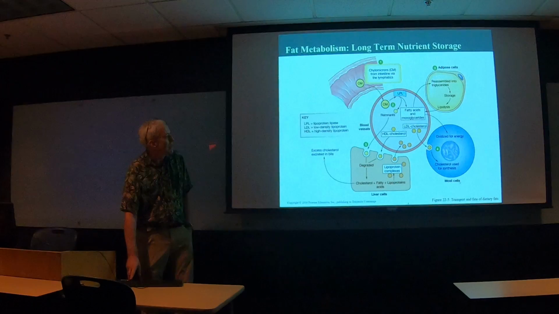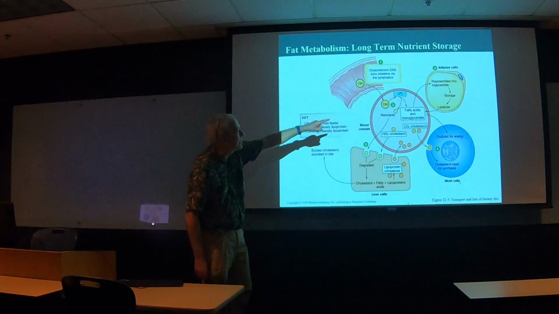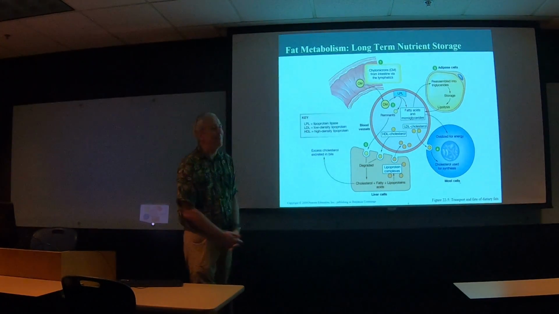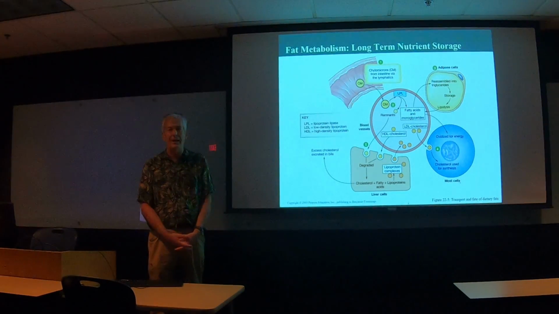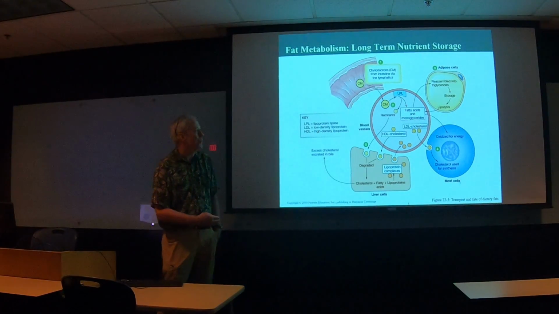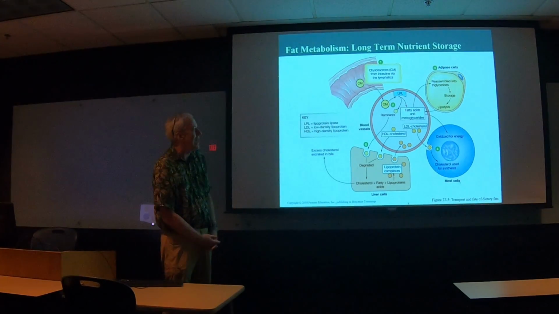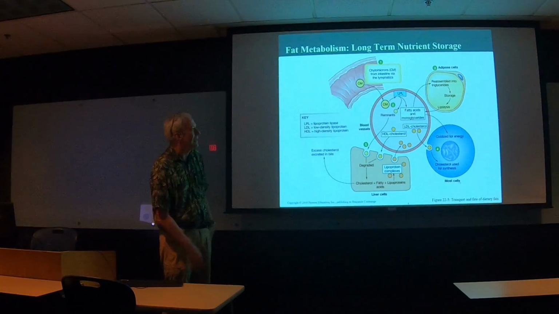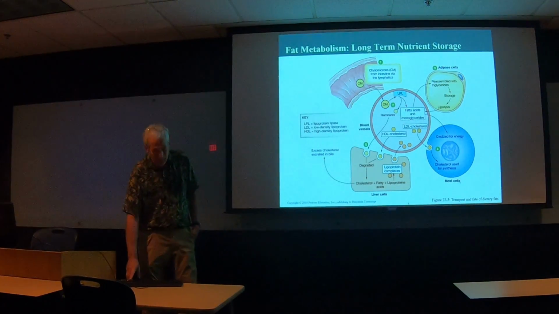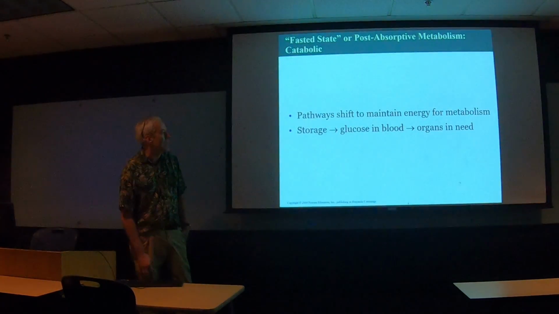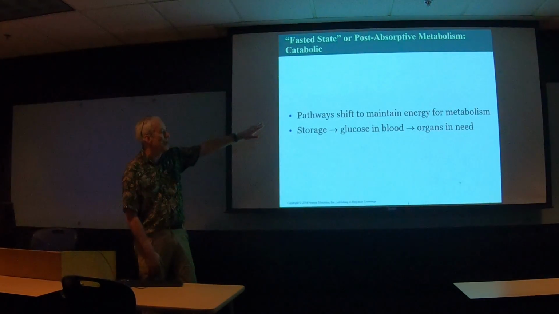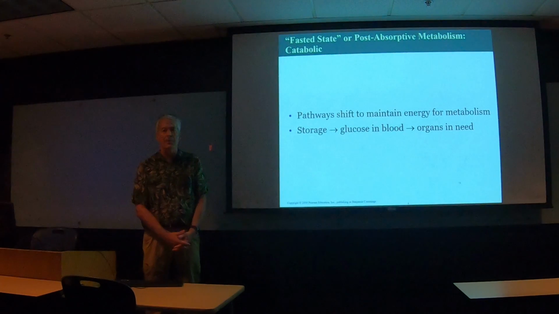You have lipoprotein lipase, which breaks down and converts the triglyceride into fatty acids, which can then enter into the fat cells. So you see in the adipocytes, typically, how do you get fat cells to release energy in the form of fat? You have glucagon being around, which is going to tell the fat to break down, so you get lipolysis occurring, which allows the fatty acids and monoglycerides to then go into the circulation. All right, so the fasted state, as I said, is defined by increases in glucagon, so pathways shift to maintain energy for metabolism.